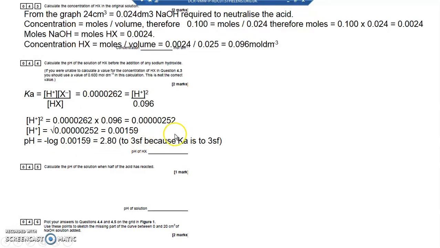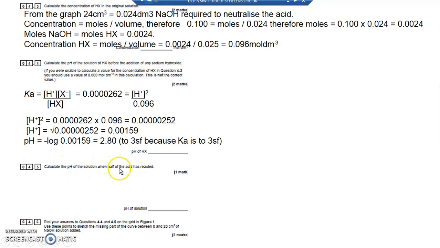I'm going to give it to three significant figures because the value of my equilibrium constant is to three significant figures. So 2.80. I've added a 0 here so that it's to three significant figures. You can't use H⁺ squared if you're using a buffer, but there's no mention of a buffer, so I'm fine.